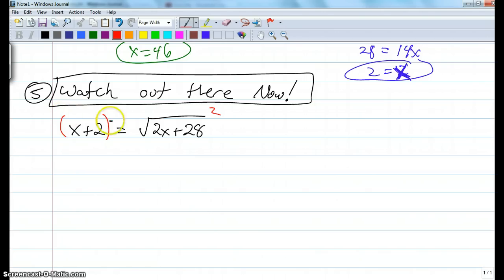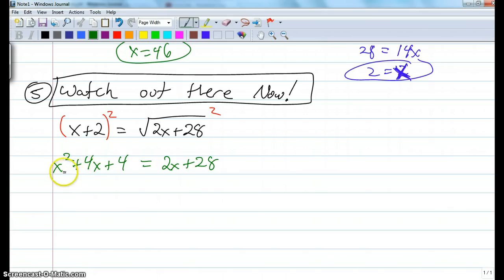But remember, if you square, you have to square the entire side. Now, please don't make this x squared plus 4. You know you'll make me cry. So make sure you FOIL this out. You would get x squared plus 4x plus 4 equals 2x plus 28.